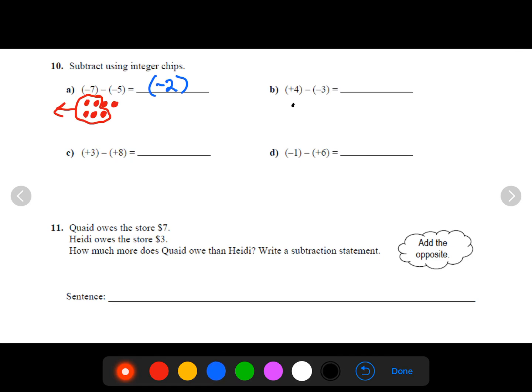Part B, we've got 4 positive chips. 1, 2, 3, 4. And we're subtracting 3 negatives. Well, I don't have any negatives to take away. So if I'm taking 3 of them away, that means I need to add in 3 zero pairs. So I've added in 3 zero pairs, doesn't change the value, but now I can actually remove 3 negatives. And I do that by pulling those out, and what's left is 7 positive chips. So my answer is positive 7.